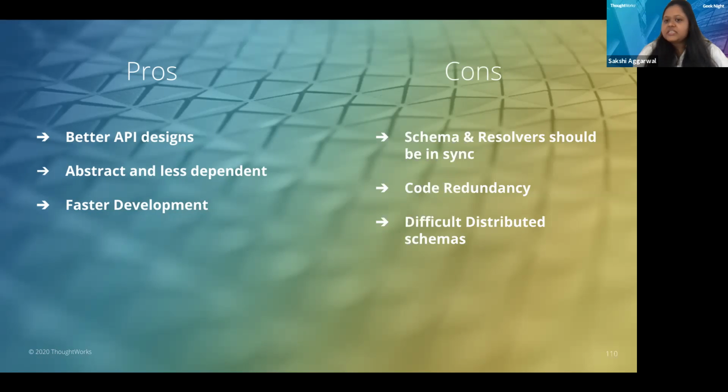As our project size increases, it is very difficult to keep schema and resolvers in sync, and this leads to serious inconsistency problems. The second thing is, since it is difficult to reuse schemas written in SDL, it leads to code redundancy, which again defies our clean code practices. And third, it is difficult to work with distributed schemas, but we can overcome this using third-party tools.